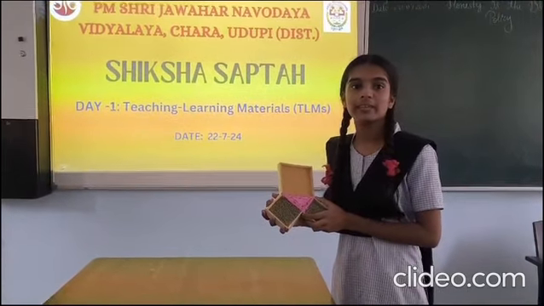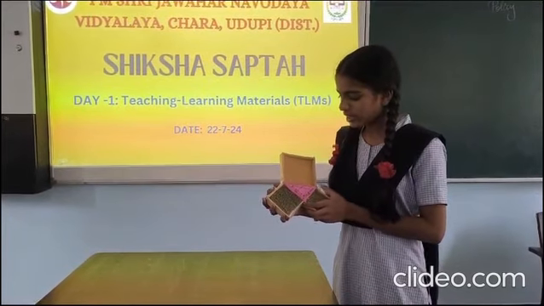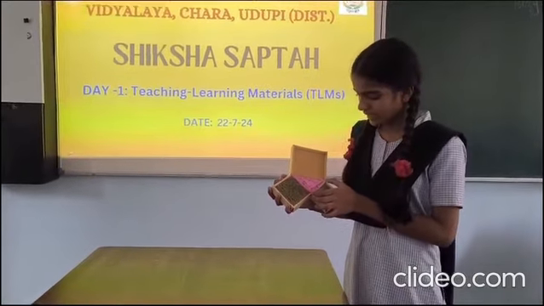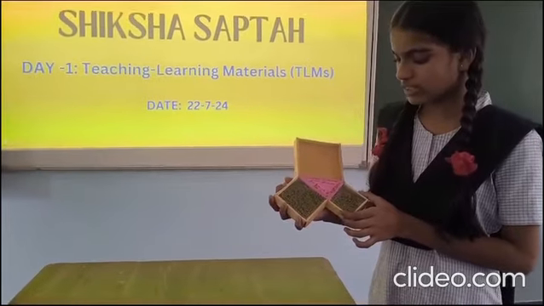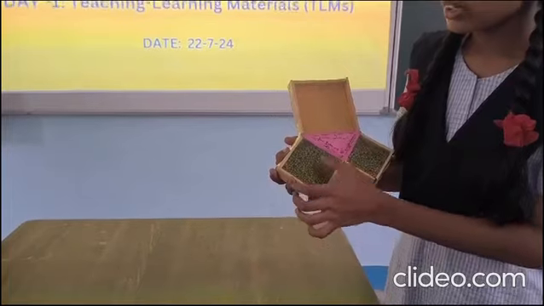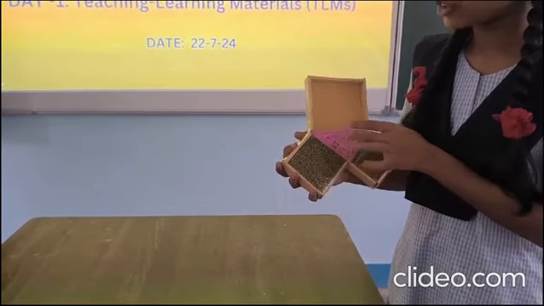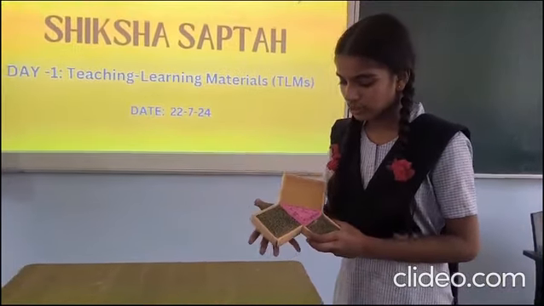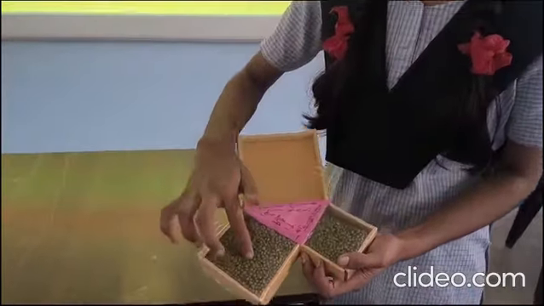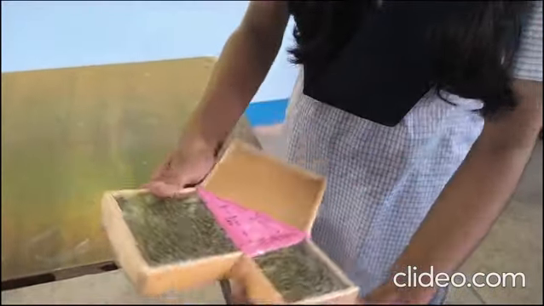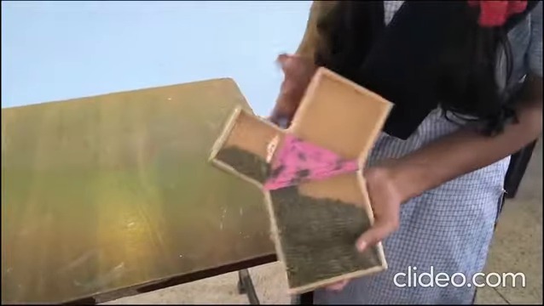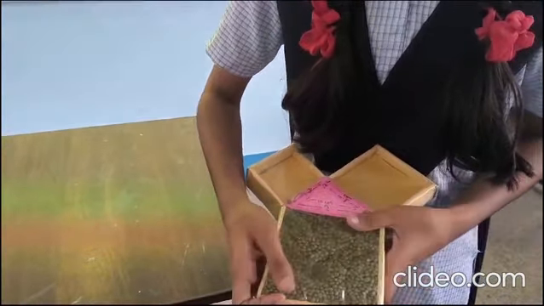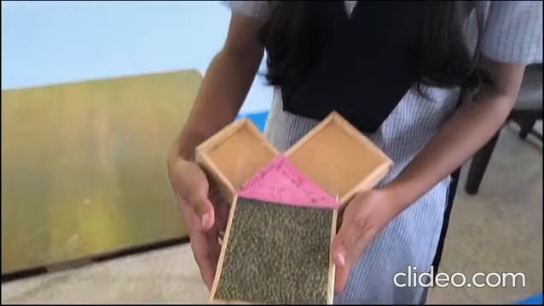For this model, I had taken plastics, green gram, and cardboard. For the base, I had taken 6 centimeter square. For the height, I had taken 8 centimeter square, and for the hypotenuse, I had taken 10 centimeter square. We can see how it works. For a square plus b square equal to c square. Thank you.